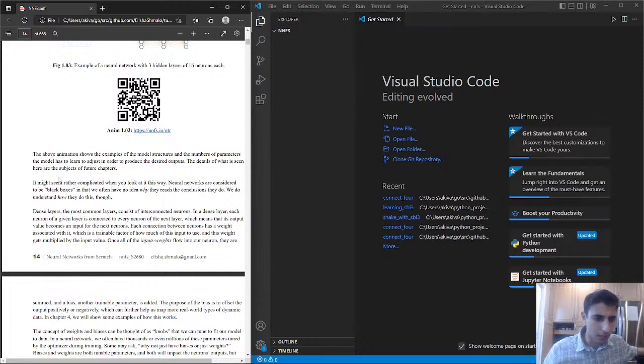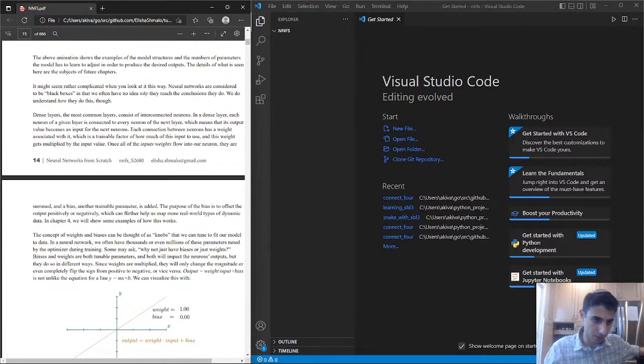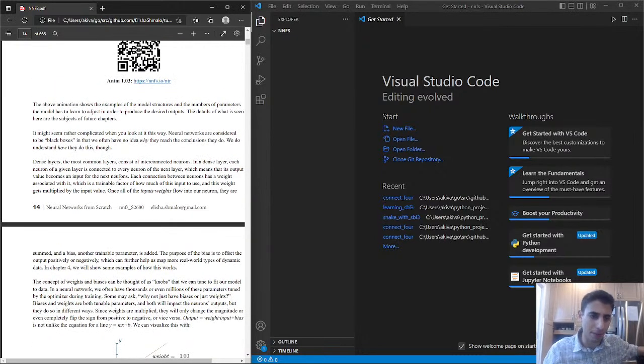Okay, it might seem rather complicated. Neural networks are considered to be black boxes, and we often don't actually know why they're reaching the conclusions. We do understand how they do this, though. It's like a human brain. We don't really know exactly what's going on, but we understand how it's thinking about things in a way.